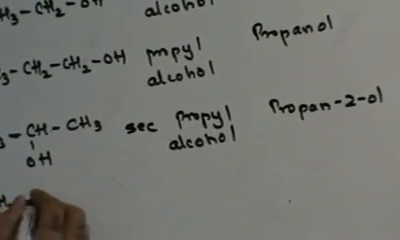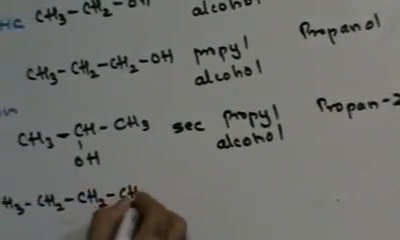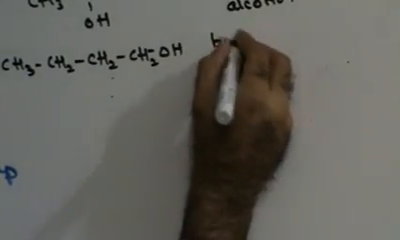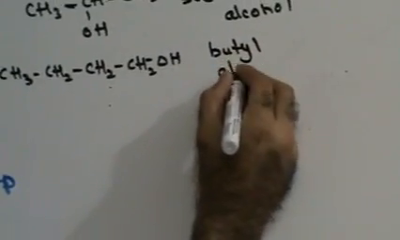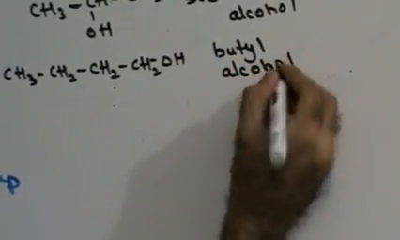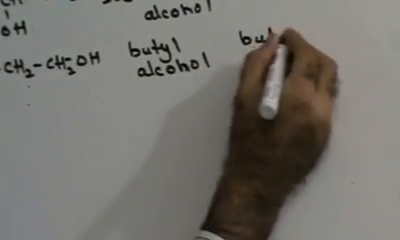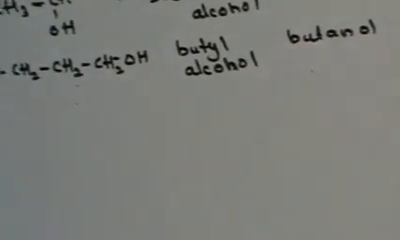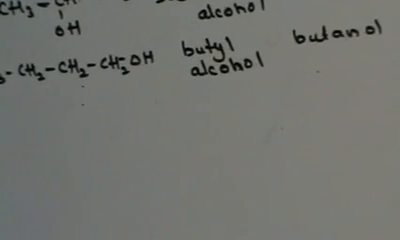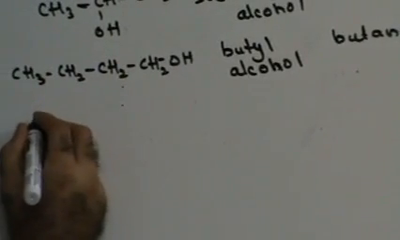Next, CH3CH2CH2CH2OH, right? Four carbon atoms, therefore butyl. OH, therefore alcohol, right? Four carbon atoms, therefore butane. OH, therefore OL. Alcohol is OL. Next, let's see.